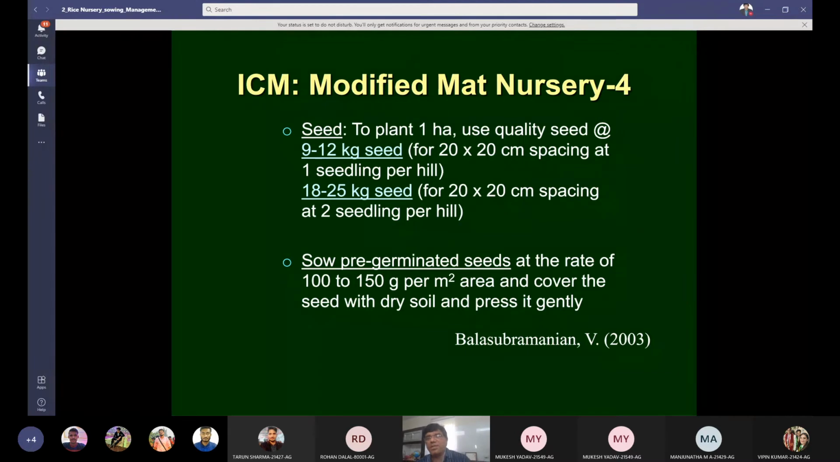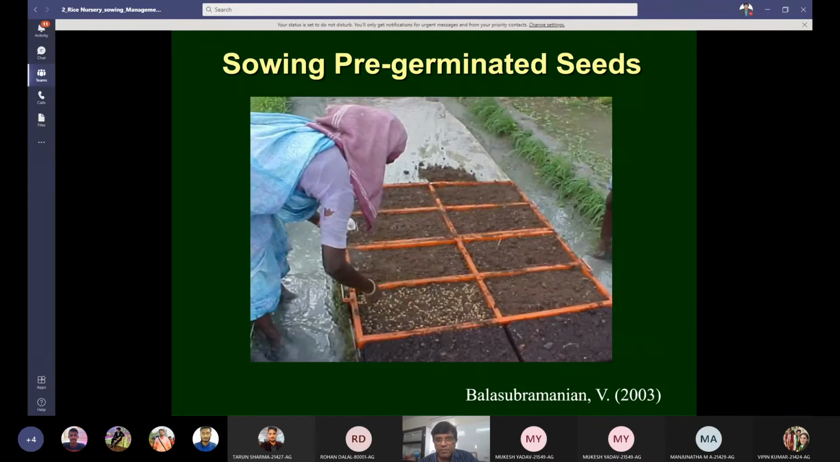So I think you will remember how to calculate the seed rate. Sow pre-germinated seeds at the rate of 100 to 150 gram per square meter area and cover the seed with dry soil and press it gently. You can see how the seed is spread on the surface of the mixture. And remember, these wooden frames are just to give the shape to the beds, so that when you apply water, the soil does not erode.